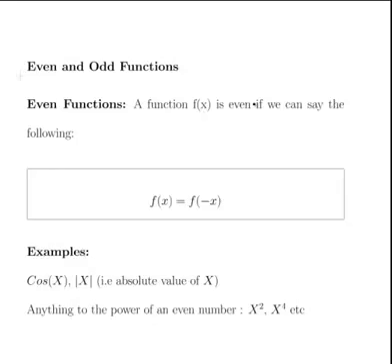So, even function. A function f of x is even if we could say the following, that f of x is equal to f of minus x. So let's just have a quick example here. Let's say f of x is x squared. Now for argument's sake, if we put in f of 1, that's equal to 1 squared, and that's equal to 1.